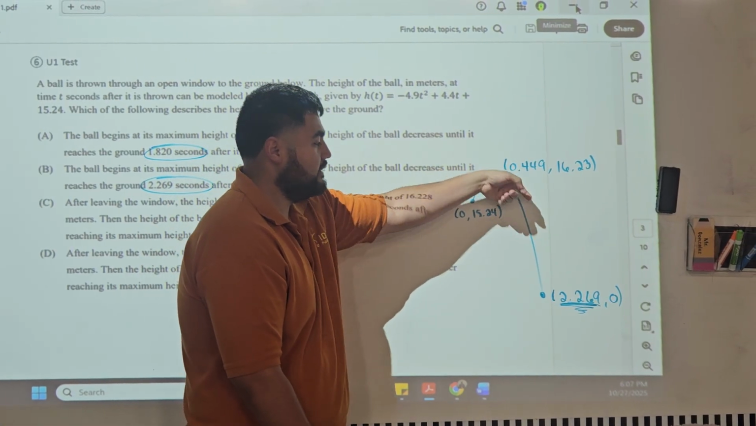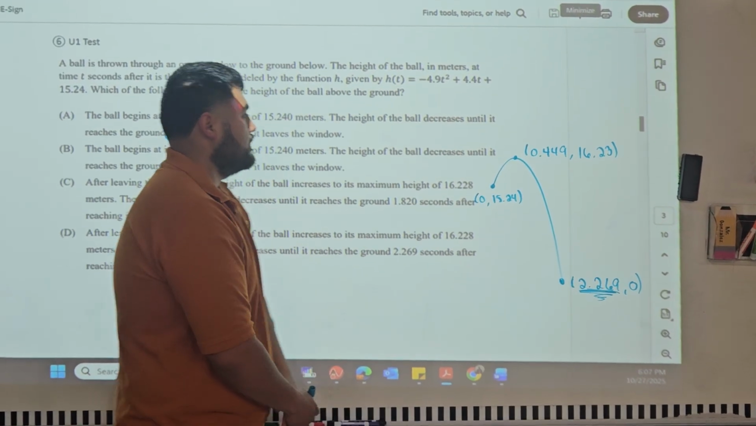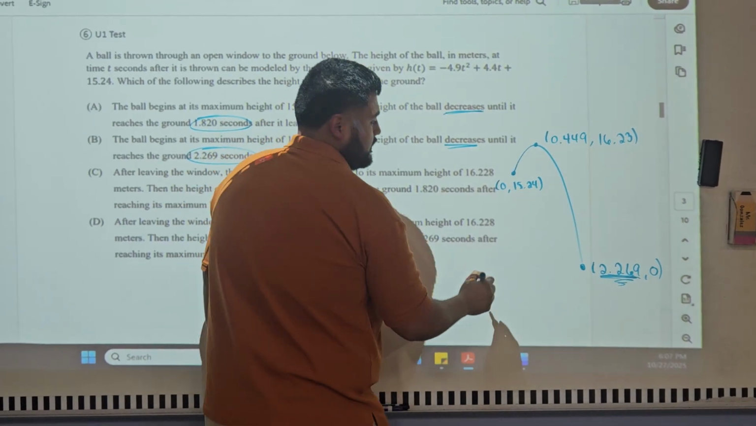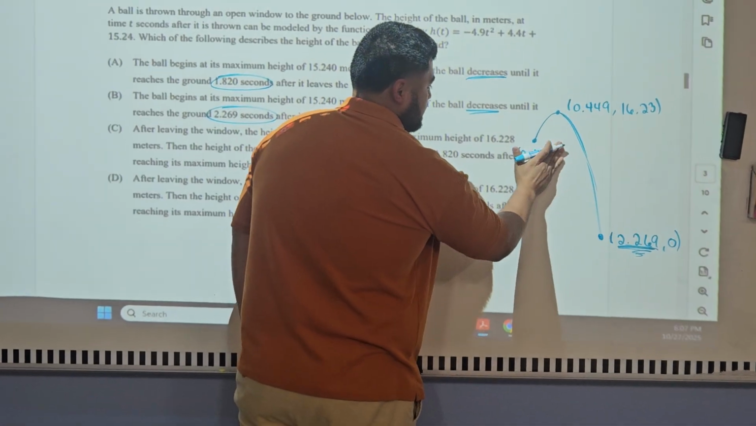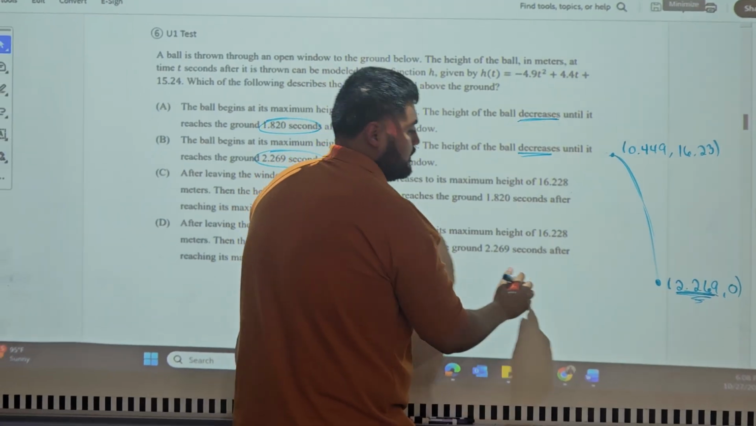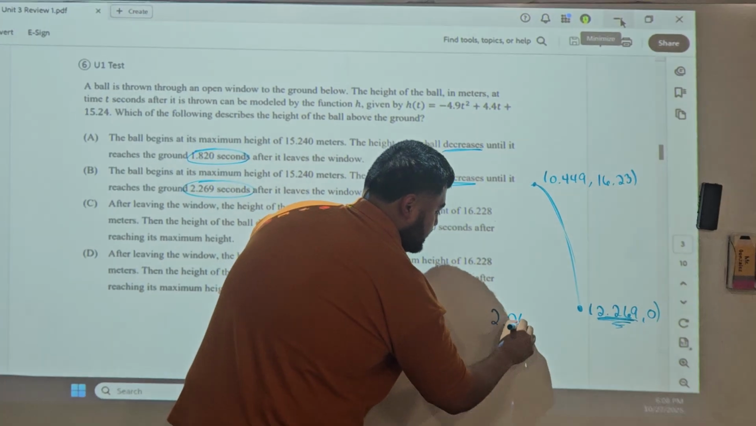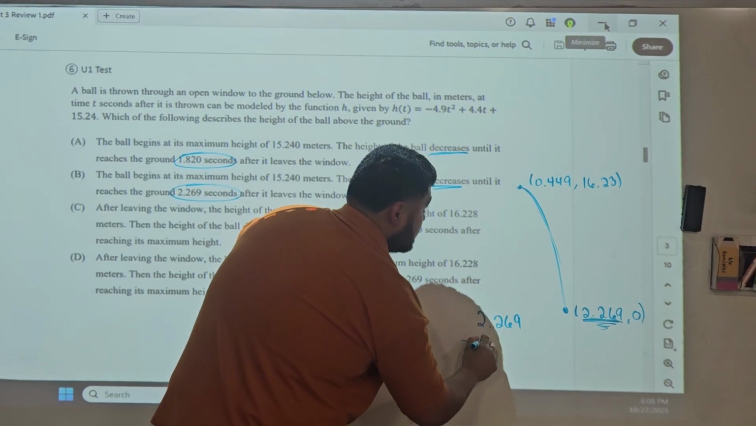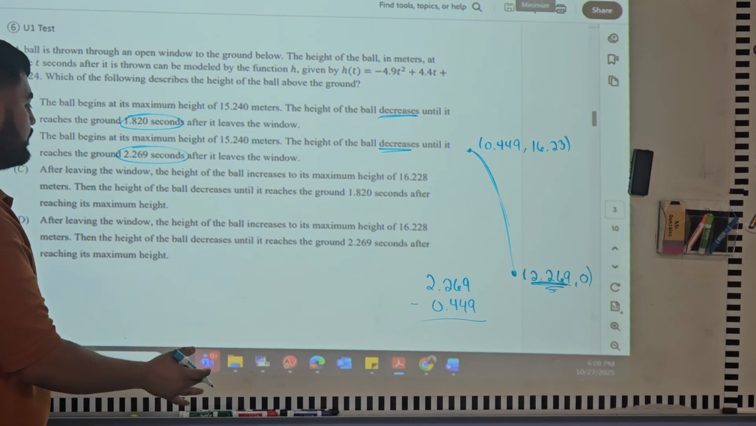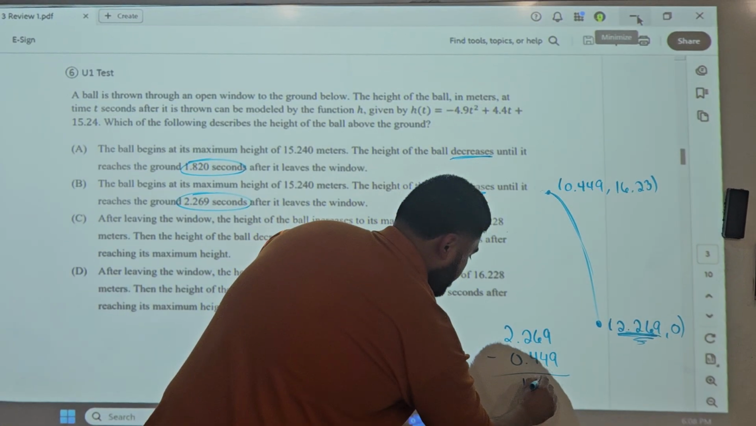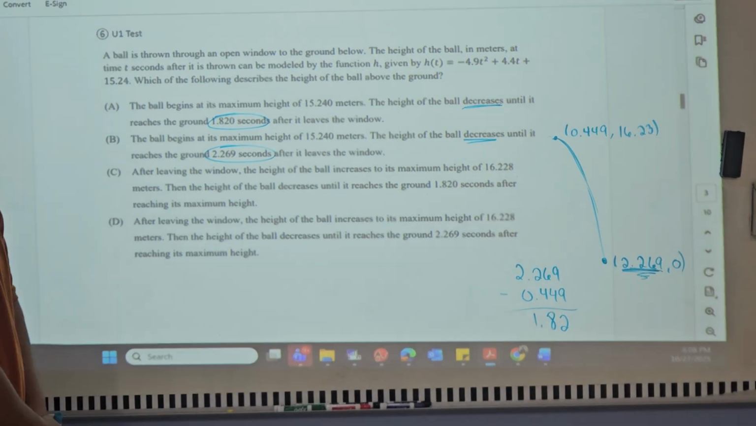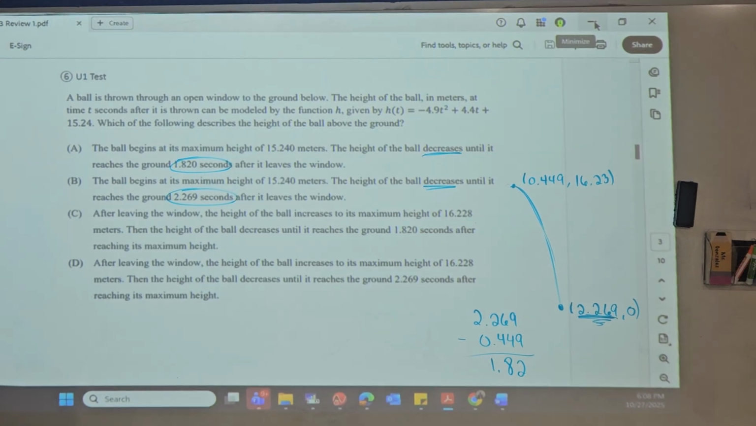it considers everything, our increasing and decreasing of the ball. But here, it's only focused on the decreasing part. So we're not focused solely here; we're focused on just this section. So what do we do? Well, 2.269 subtracted by 0.449, and you should end up with roughly 1.82 remaining. It's not perfect, I'm just summarizing it, but that's the difference between both of these.